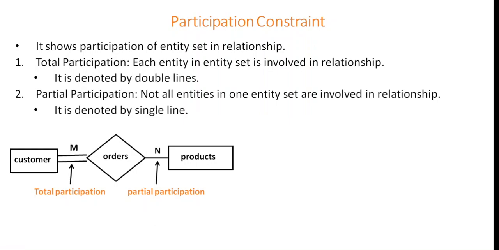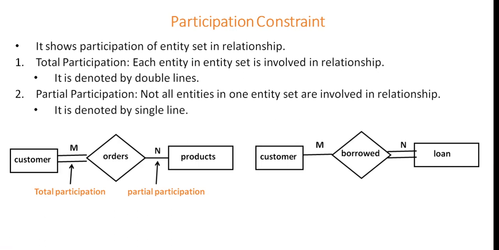See, if we have 10 customers in a customer entity, then all 10 customers are ordering some products. And if we have 10 products in a product entity set, then we cannot say that all products are ordered by customers. Some products may be unordered. Okay, that's why product is having partial participation and customer is having total participation. Total participation is denoted by double lines and partial participation is denoted by a single line.